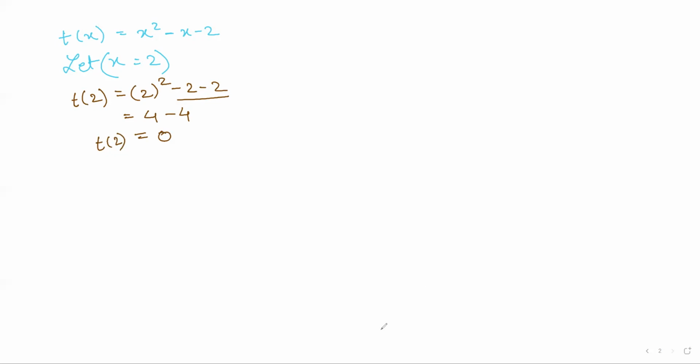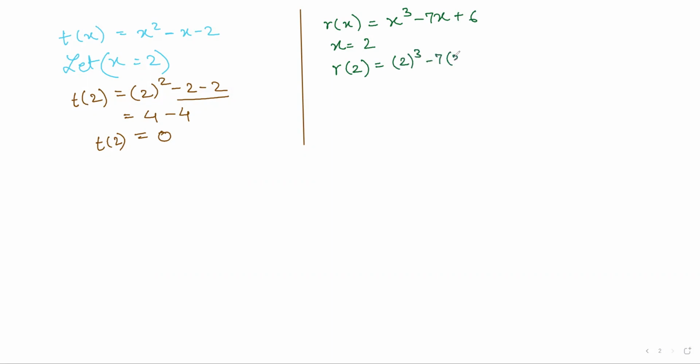Let's consider another example. r of x is equal to x cubed minus 7x plus 6. Let's substitute x equal to 2. So we'll get r of 2 is equal to 2 cubed minus 7 into 2 plus 6. This will be 8 minus 14 plus 6. This will be 14 minus 14, which is equal to 0.